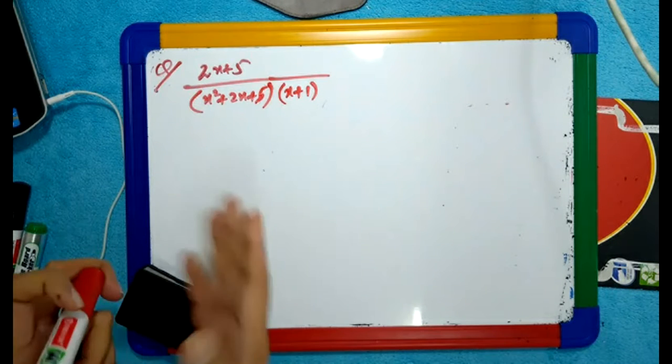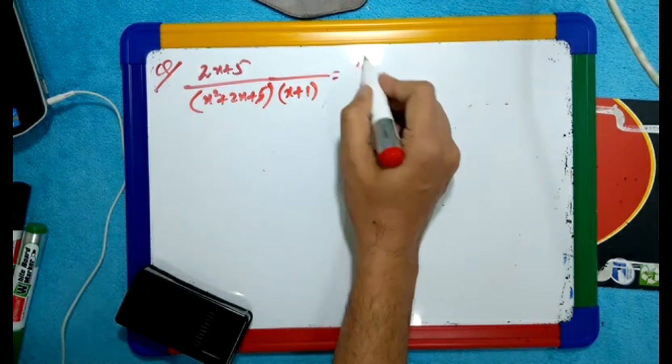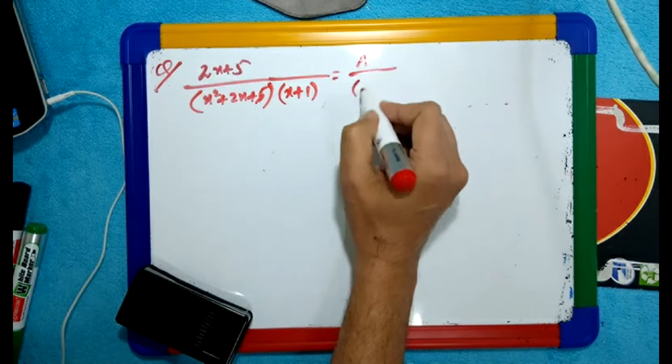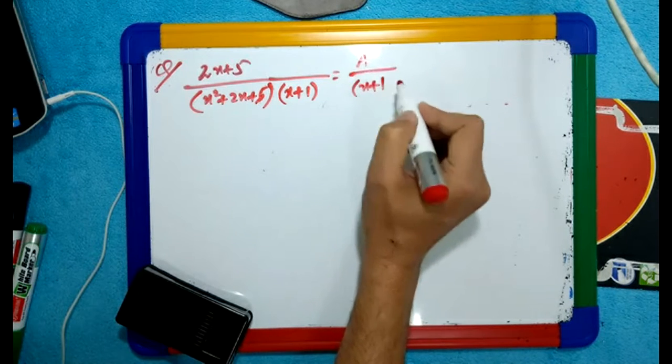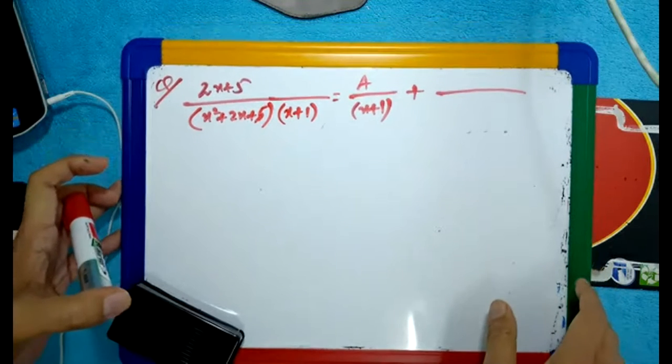A over, first take this one, A over x plus 1. The first thing. Next thing, what will you do over here? I told you one technique because I need three constants. So Ax plus B, A is done. Bx plus c, next one.